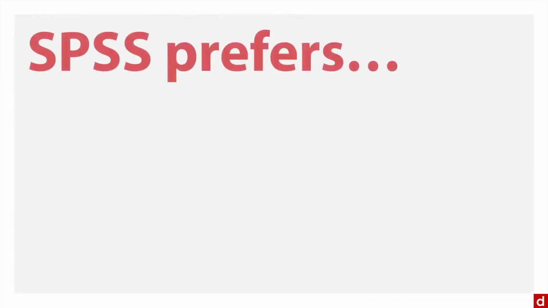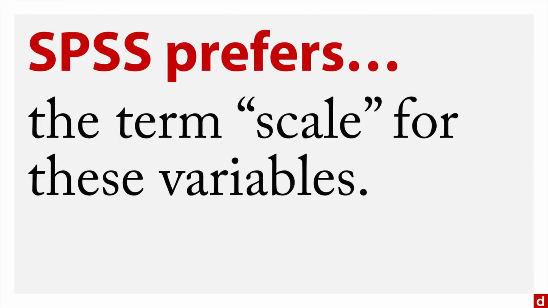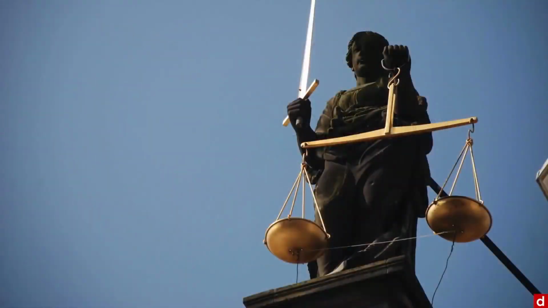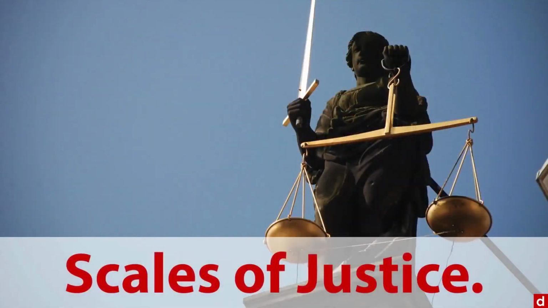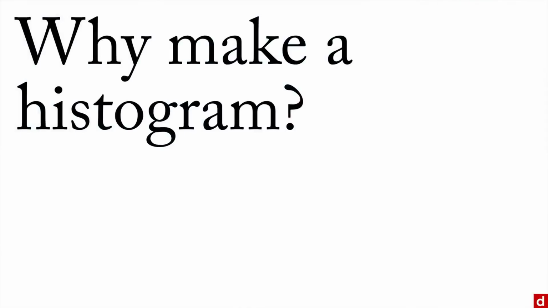Now, I'll mention that SPSS prefers the term scale for these variables, and that's what shows up in the data definitions. And I like to think of it as the scales of justice. But why are we making a histogram? The point is to see what you have, to see what the data is like. And there's a few things in particular that you're going to be looking for.